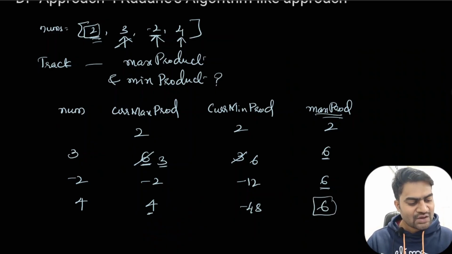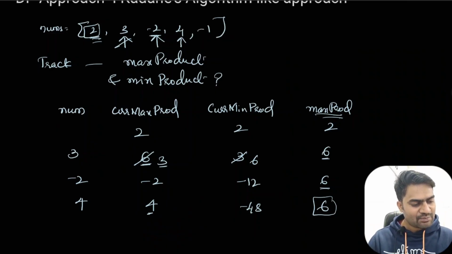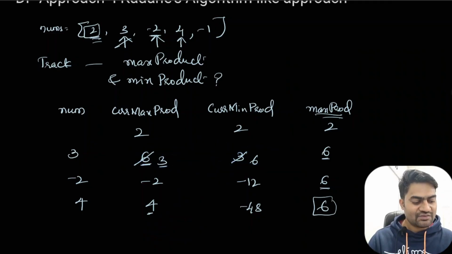But wait, now I will modify this a little bit. Why? Because we want to understand why we swap whenever we get a negative number, right? We swapped here. So why is that the case? Let us consider this minus 1 now. Now the scenario will change completely. Once I get minus 1 as the next number, before proceeding, I need to swap the current max and the current min. So I will do that.